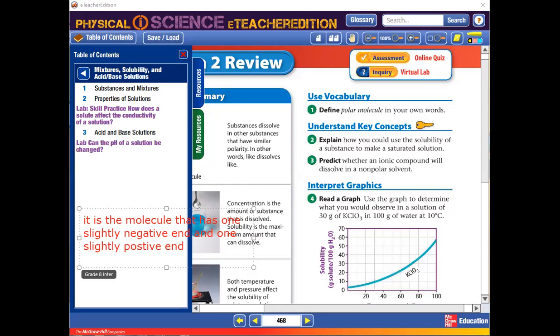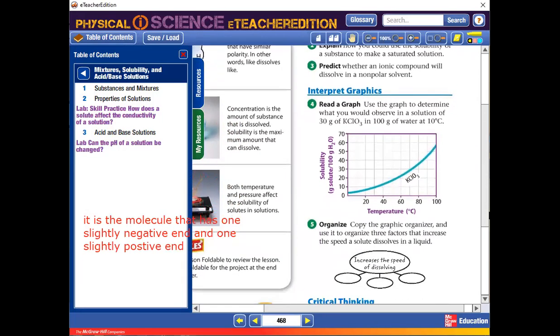Is it clear, guys? Yes. Okay, so then let's pass to question number 4. In question number 4, he asked you to use that graph to determine what you would observe in a solution of 30 grams of potassium chlorate and 100 grams of water at 10 degrees Celsius.